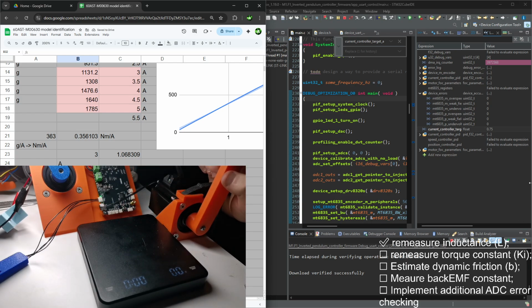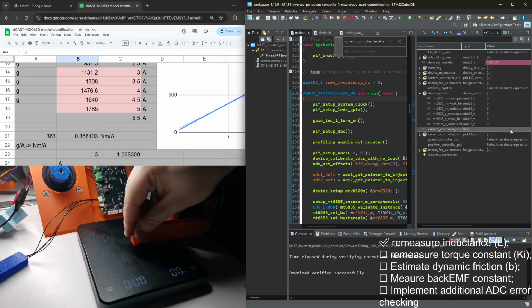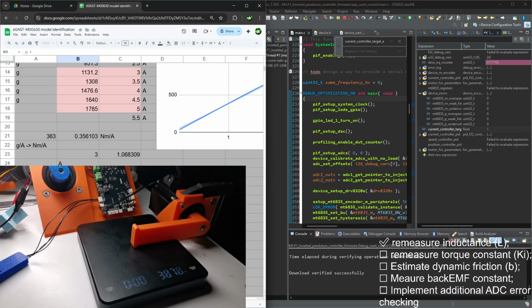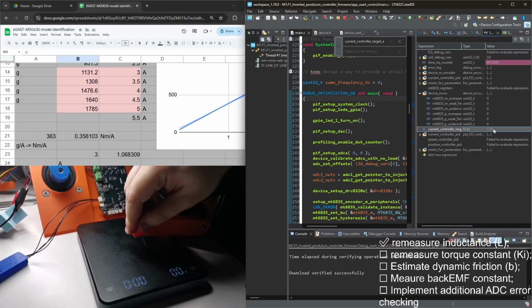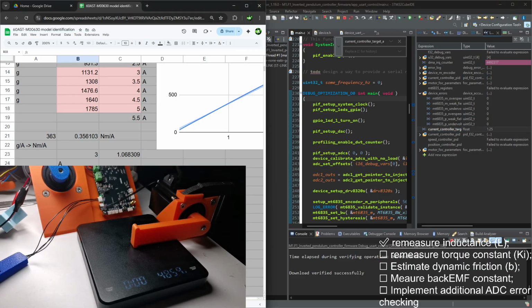Let's see if it will break on higher currents. 1 amp. It's getting heavier. 387.7. Okay, it looks very nice, very linear. Next step is 1.25. Okay. Put it here. Note it real quick. 485.4.